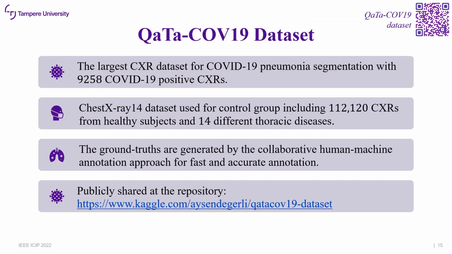The major contribution of this study is the Katakov-19 dataset. It is the largest chest X-ray dataset that includes COVID-19 pneumonia segmentation masks of around 9,000 COVID-19 positive chest X-rays. For the control group, we have used the ChestX-ray14 dataset that includes healthy subjects and 14 different lung diseases. We have generated the ground truths by a collaborative human-machine annotation approach, which is a fast and accurate annotation approach. The dataset is also publicly shared, and you can scan the QR code to access it.